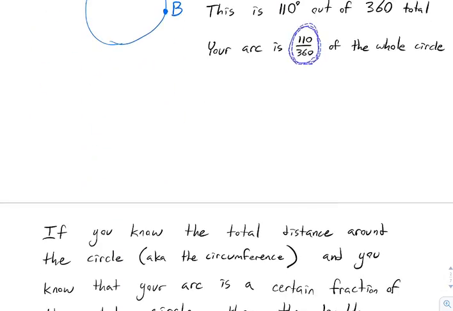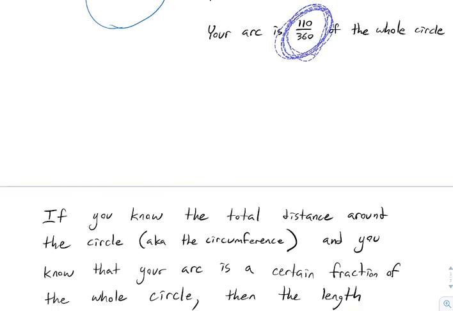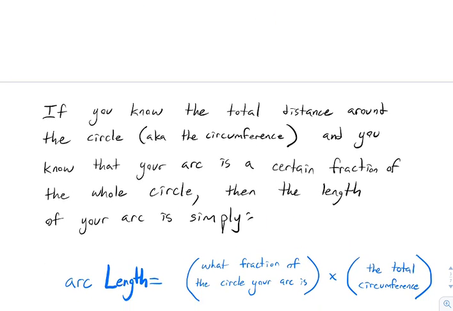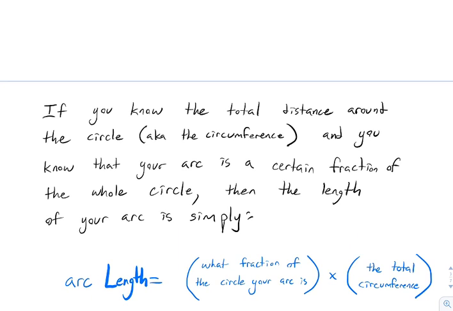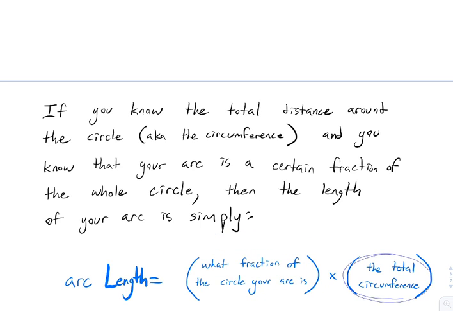So if we know the circumference, and we know this fraction here, that we've got an arc that's roughly a third of the whole circle, and we know how far around it is for the whole circle, then we could just simply multiply. The arc length is simply what fraction of the circle your arc is. Is it a half of the circle, a third, a tenth of the circle? Whatever fraction of the circle you're dealing with times the total distance around the circle.